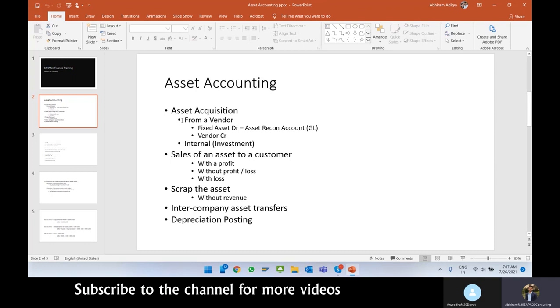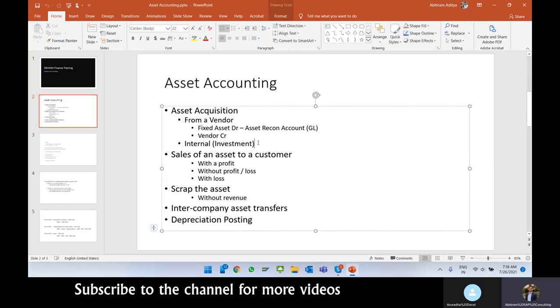Acquisition can be either from a vendor or internal. Rather than purchasing some asset like a building or a machinery from a vendor, if you take the example of a building, you might construct the building yourself. So it is completely under your premises. You are not purchasing anything as a finished product from a particular vendor. So these are the two types of acquisitions that are possible: from a vendor, or internal, which is called investment measures in asset.